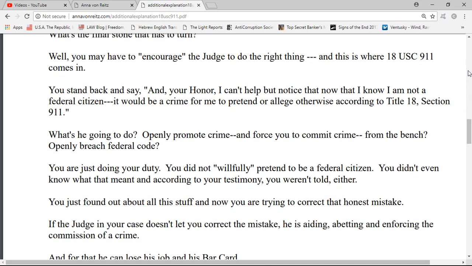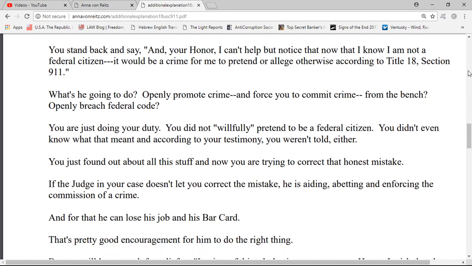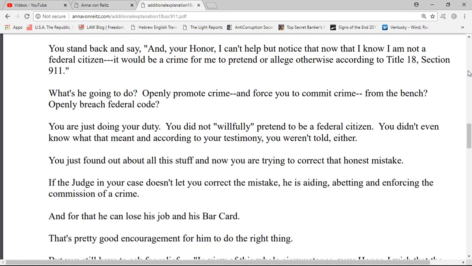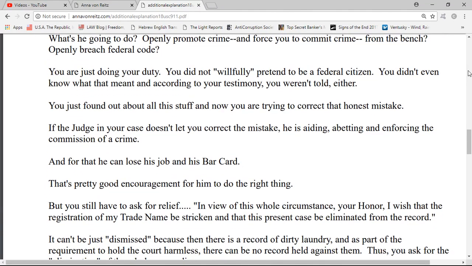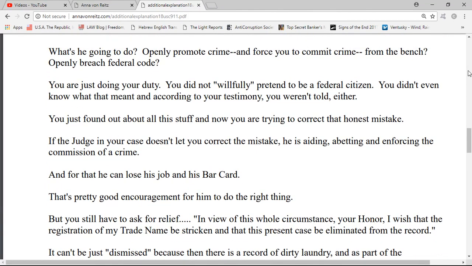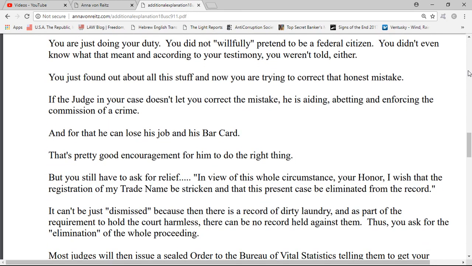Well, you have to encourage the judge to do the right thing, and this is where the 18 USC 911 comes in. You stand back and say, Your Honor, I can't help but notice that now that I know I am not a federal citizen, it would be a crime for me to pretend to allege otherwise according to Title 18, Section 911. What's he going to do? Openly promote crime and force you to commit crime from the bench? Openly breach federal code? You're just doing your duty.